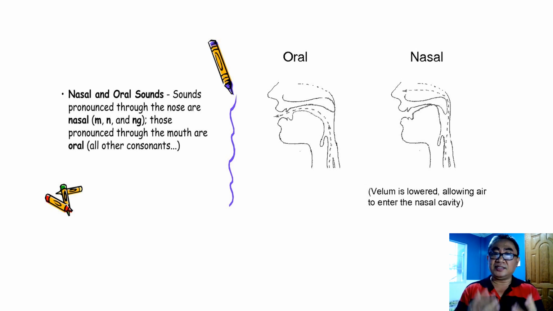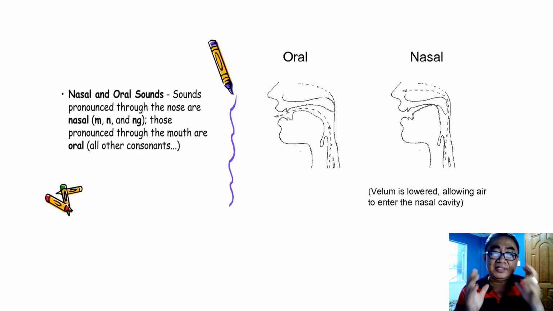So the consonants are produced when the air is sent through the mouth, the oral cavity, and are called oral sounds, and sounds produced when the air is sent through the nose, the nasal cavity, are called the nasal sounds. Now, what is the oral cavity in phonology?